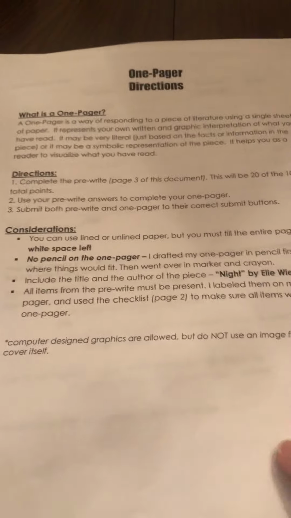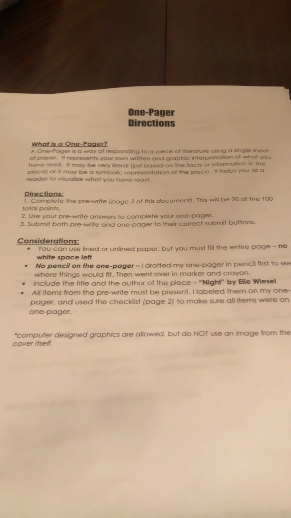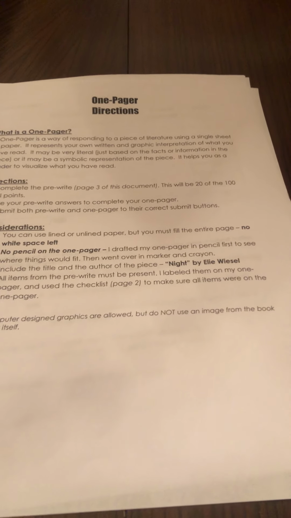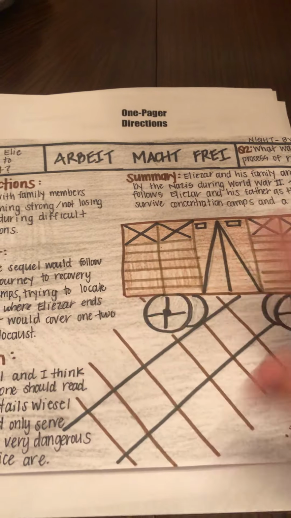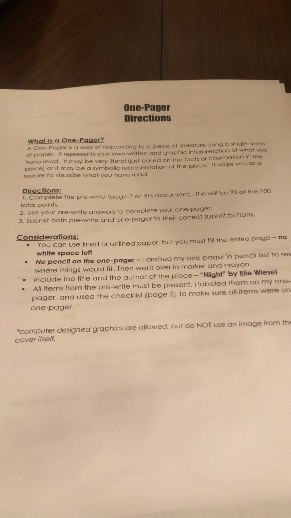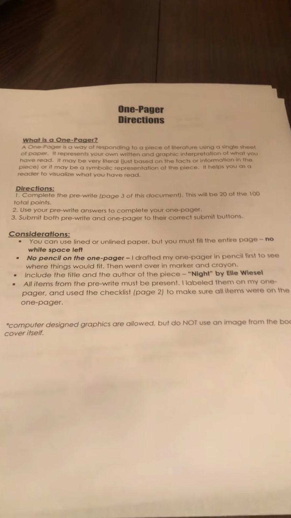Okay, so I want to go over quickly some considerations for you. And these are back on the first page of the document. So some considerations. You can use lined or unlined paper, but you have to fill the entire page. I don't want any white space. So after I wrote and did everything in marker and crayon, I actually went in and used a gray crayon to color everything in. So I don't want there to be any white space, okay? Also, I don't want there to be pencil on the OnePager.